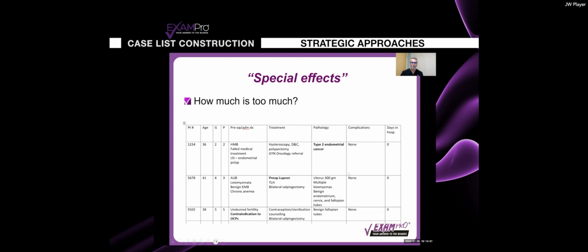Okay, so here's this last slide. Here's an example of a page on a case list where you have 3 different cases, and in each case, something has been bolded. And I wanted to make a couple of points about this. First of all, if every case on your list has bolding, you're overdoing it, okay? It's not exclusive to the pathology. You can bold pathology, you can bold a treatment. In this case, preoperative Lupron is bolded in that second case, which might be a very nice discussion about the management of a patient with symptomatic fibroids and chronic anemia, okay?